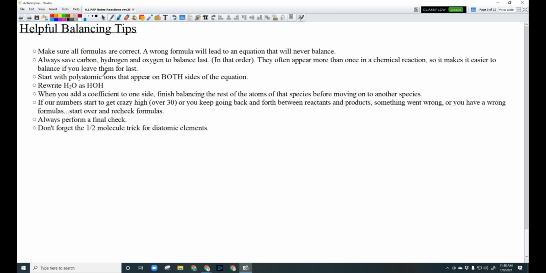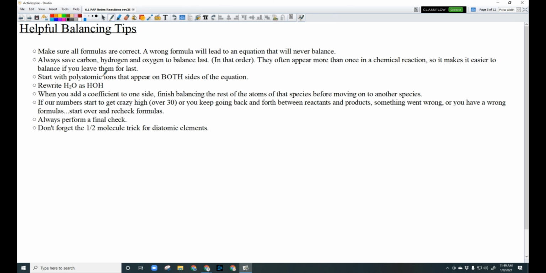Okay, if our numbers start to get crazy high, like over 30 or something when you're balancing, and you have to keep going back and forth, like you'll balance something on the left and then try to balance it on the right, and you fix it on the right, but then it unbalances it on the left, and you have to keep going back and forth. Chances are you have a wrong formula written down somewhere. So something went wrong. So instead of banging your head against the wall, just erase what you've done, start over, and recheck your formulas. Because 9 times out of 10, it's going to be a formula that's been written wrong when you're going from words to formulas.